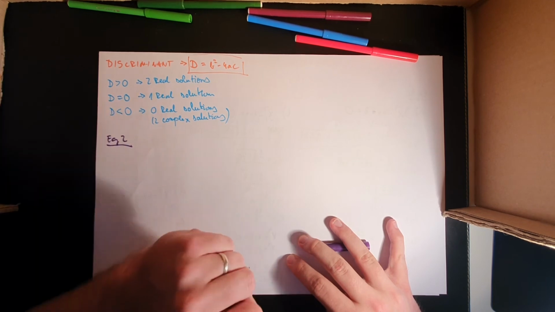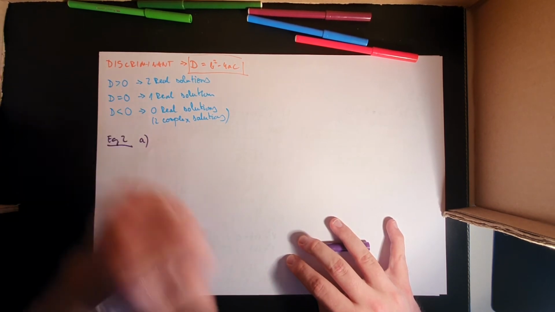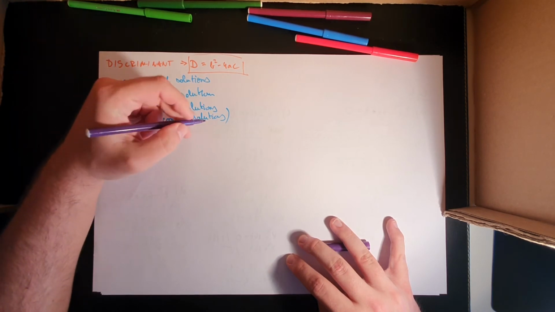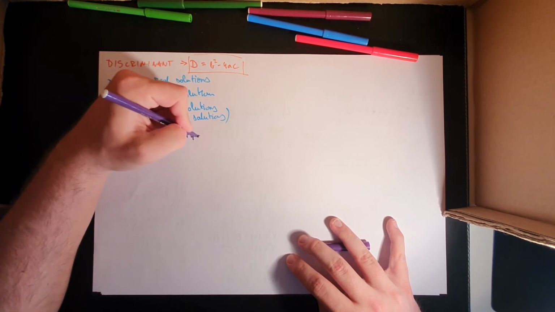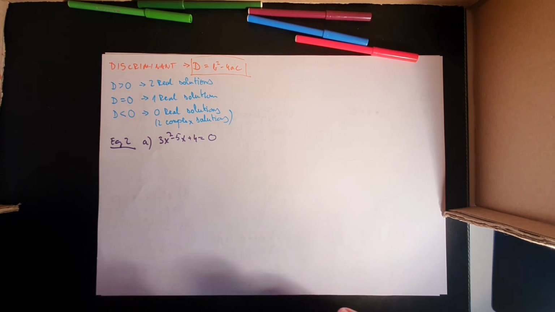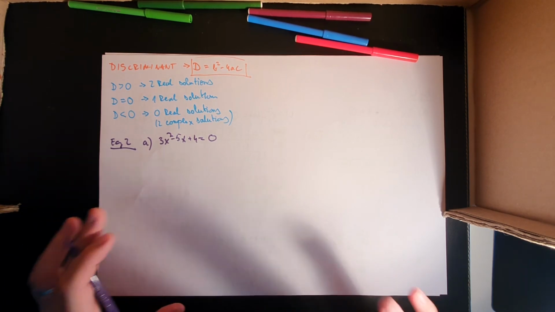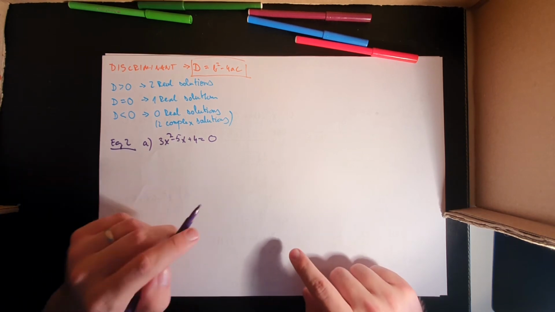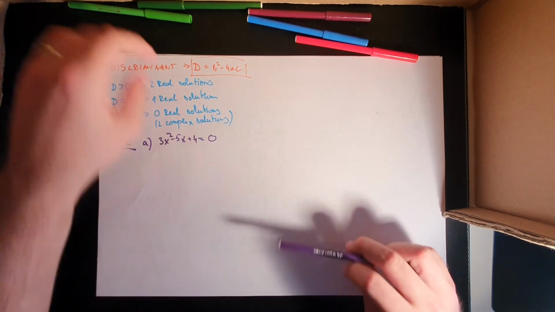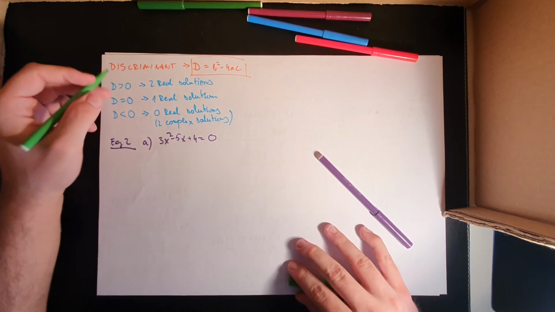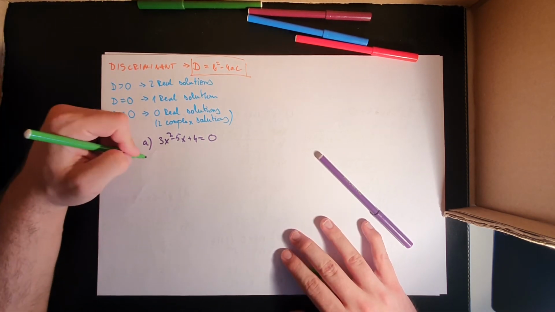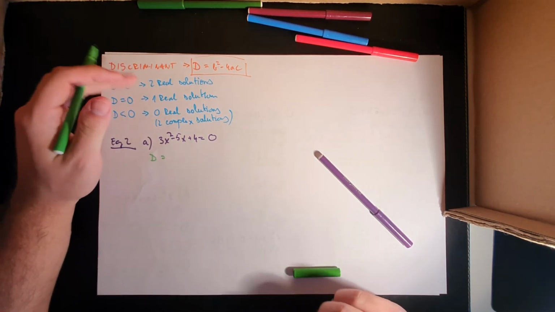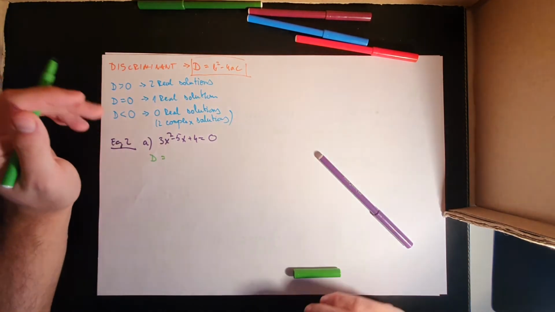So let's go with example 2 and A. The equation now is 3x squared minus 5x plus 4 equals 0. And I just want to determine the number of solutions. Just the number of solutions. I don't care what the solutions are. So we're going to go straight into the discriminant. What we get as a result for the discriminant is going to tell us whether we have 1, no, or 2 real solutions.